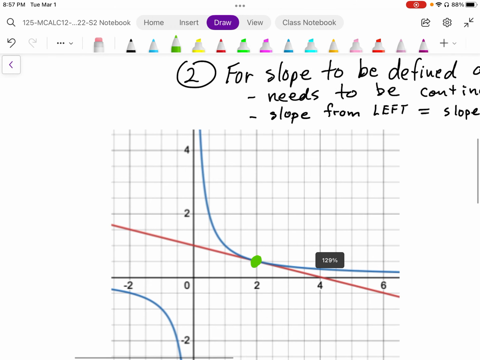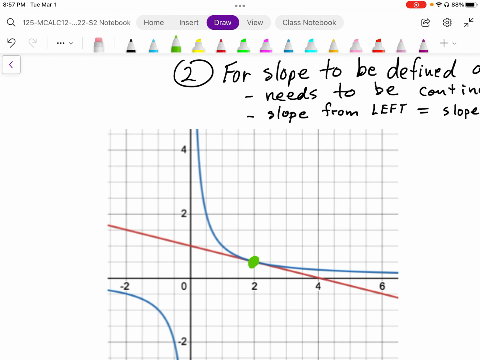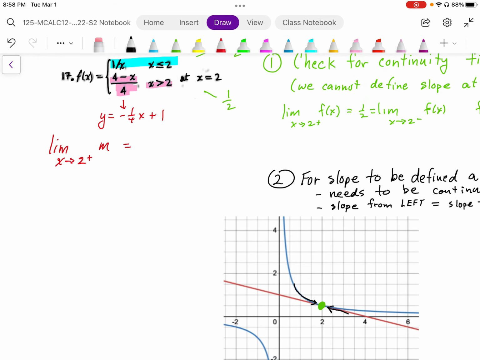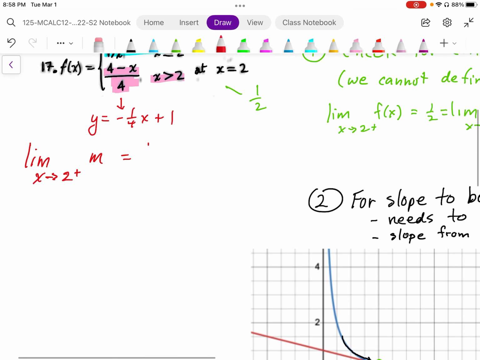If I take a look at the function, the blue function is the 1 over x, and the red function is the linear function, and it looks like it is continuous at x equals 2 and y equals 1/2. And it looks like it's possible that the slope coming from the right-hand side is matching the slope from the left-hand side. So this is my slope from the left-hand side, and this is my slope in red from the right-hand side. From the right-hand side, we know it's a linear function, so we're going to define that slope.